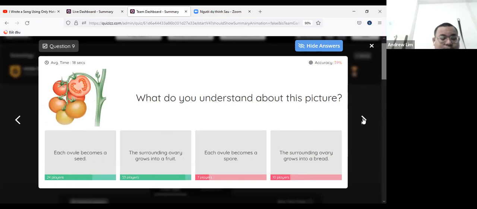So this particular tomato plant, we know how these tomato fruits are formed. It's formed when the ovule becomes a seed and the surrounding ovary grows into a fruit.